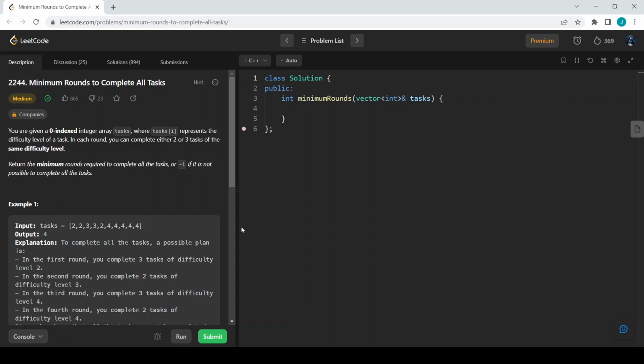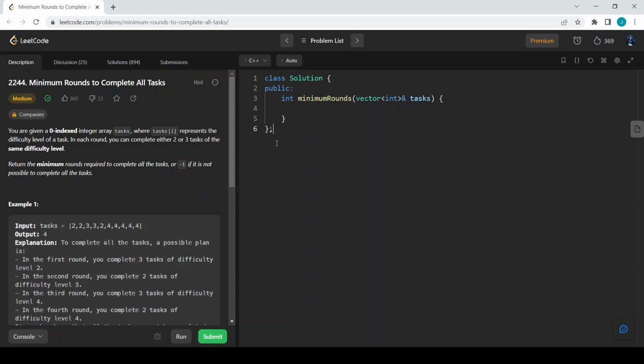We aim to solve LeetCode's daily challenge problem consistently, and let's solve today's problem. The problem is minimum rounds to complete all tasks. You are given a zero-indexed integer array tasks where tasks[i] represents the difficulty level of a task. In each round, you can complete either two or three tasks of the same difficulty level. Return the minimum rounds required to complete all the tasks, or -1 if it is not possible to complete all the tasks.